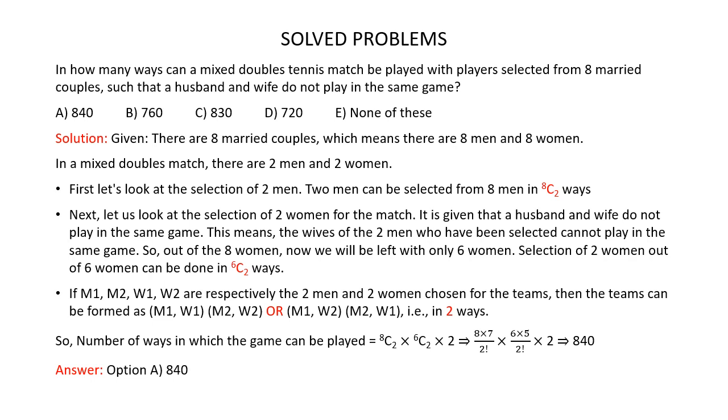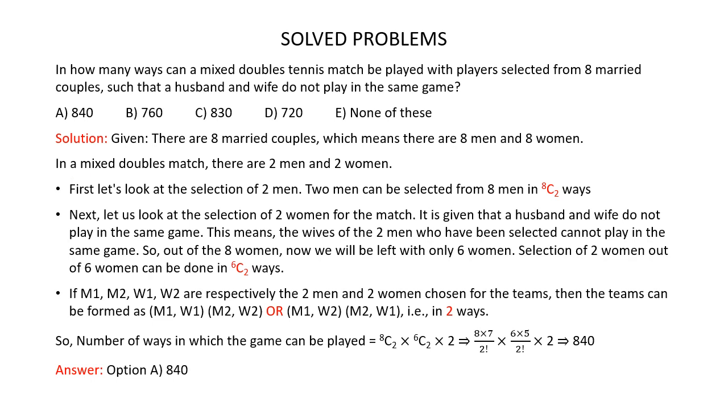In how many ways can a mixed doubles tennis match be played with players selected from 8 married couples such that a husband and wife do not play in the same game? Here you are given 5 options and you have to find out which of these options is the correct one. Now it's given that there are 8 married couples. This means there are 8 men and 8 women.